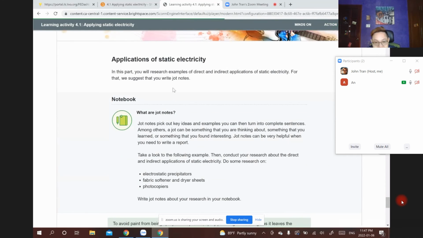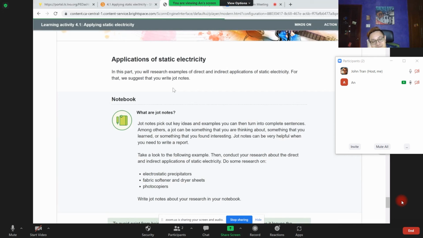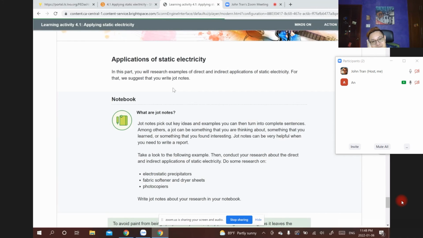Application for static electricity. In this part, you will research examples of direct and indirect applications of static electricity. For that, we suggest you write down notes.